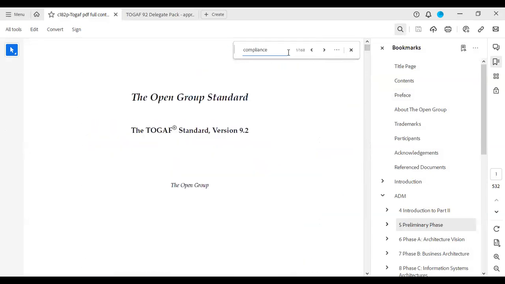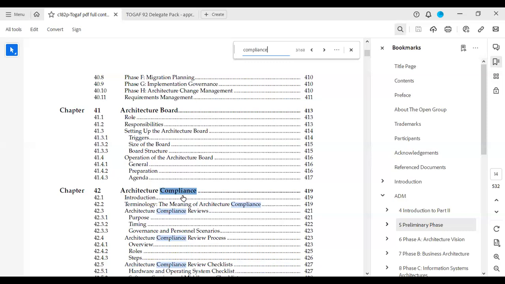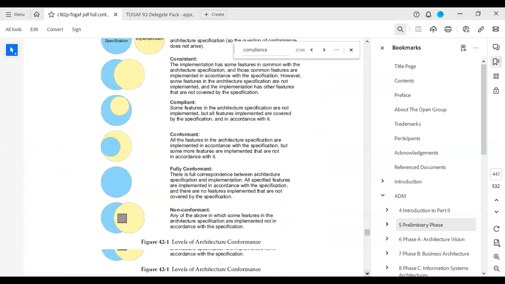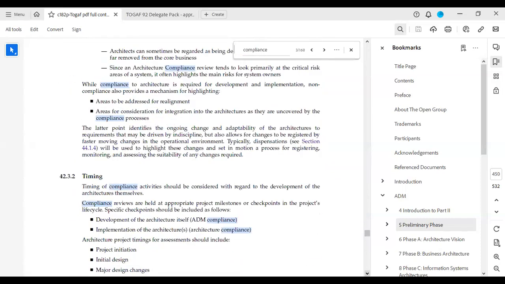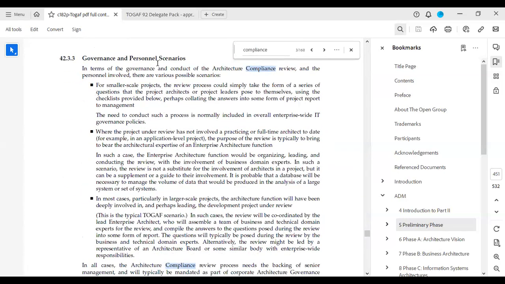You can see that on the screen. Architecture compliance. Before you do a question, there are a few things you have to keep in mind. Depending on the question, many times you have to go through the governance and personal scenario. Check whether it is a small scale project or a large scale one. Here in this case, it's a large scale project.